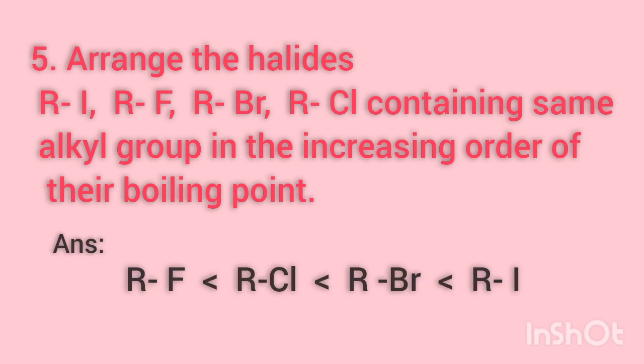Fifth question. Arrange the halides RI, RF, RBr and RCl containing the same alkyl group in the increasing order of the boiling point. Look at the answer.